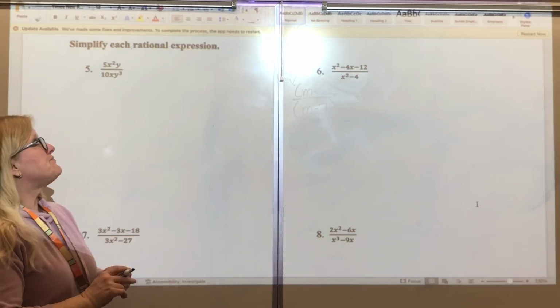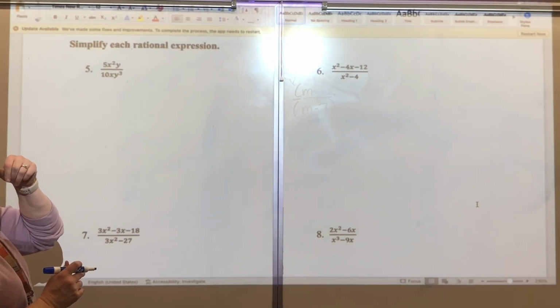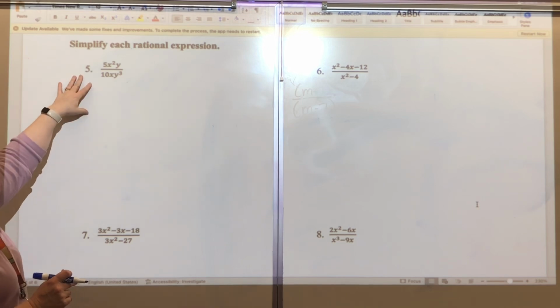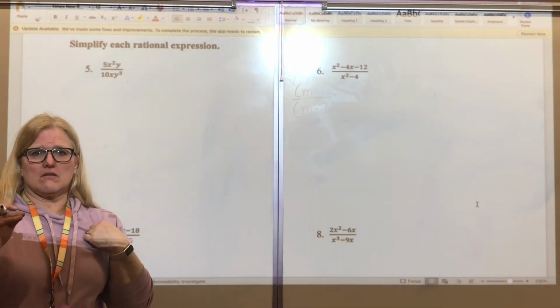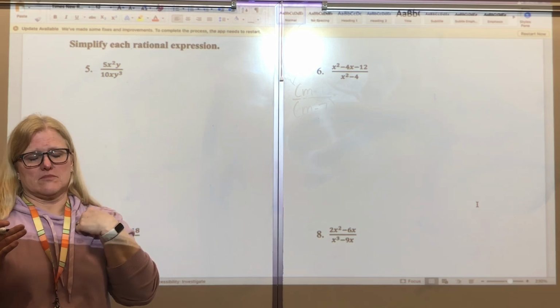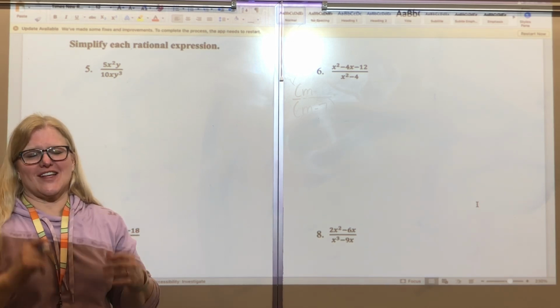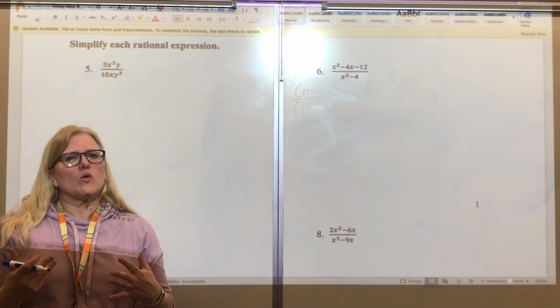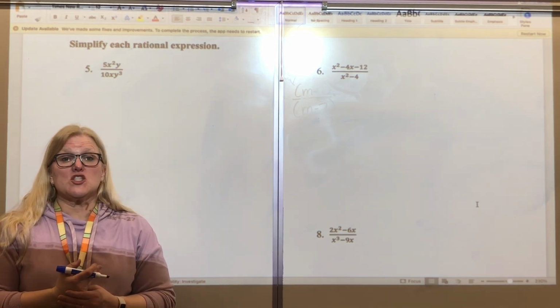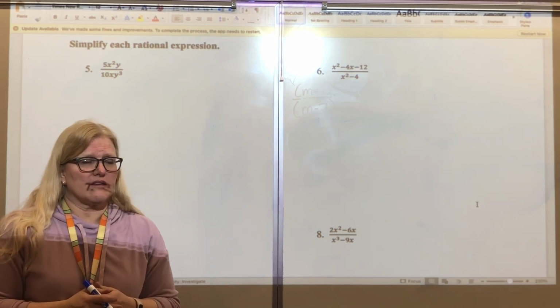Number 5 wants us to simplify the rational expression. And even though it's extra credit, it's the bonus to say what x and y, where they're not equivalent. I'm going to do that still, but you don't have to do that.